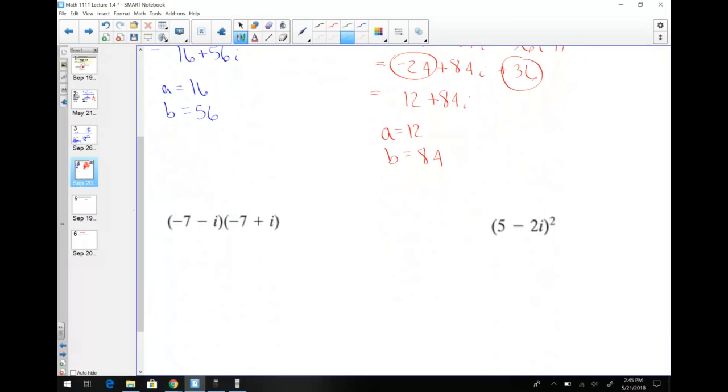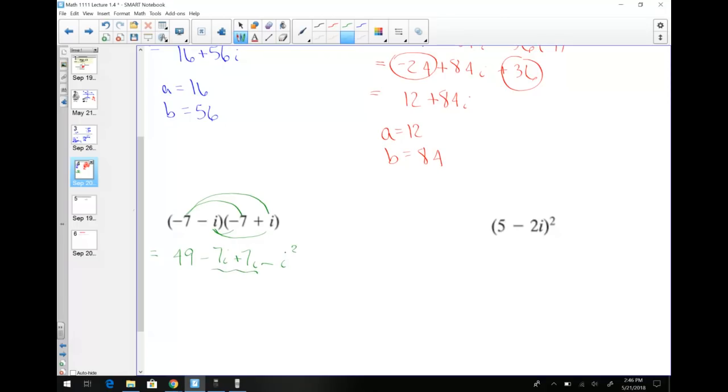Once again, I just simply multiply this through. Negative 7 times negative 7 equals positive 49. Negative 7 times i gives minus 7i. Negative i times negative 7 gives us a plus 7i. Negative i times an i gives us minus i squared.